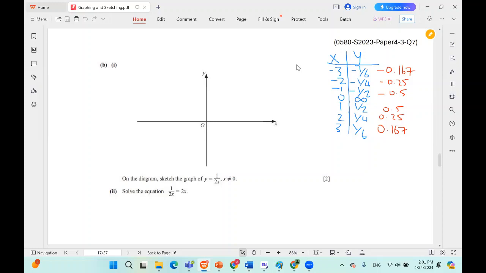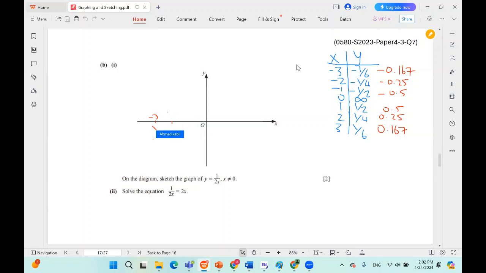So for -3, we have -1 over 6 or -0.1. So at -3, we have a point here. At -2, we have... excuse me, I made a mistake. This is -0.167. So let me just repeat this. So let's assume that this is -3 here.